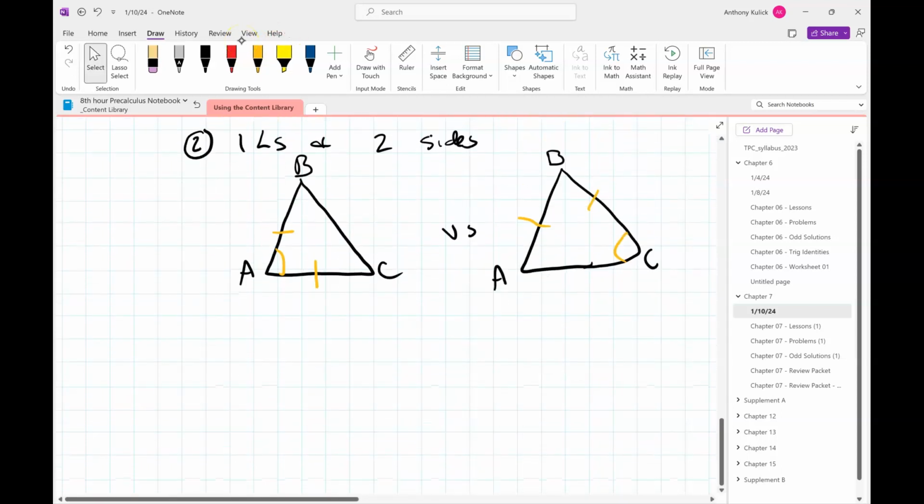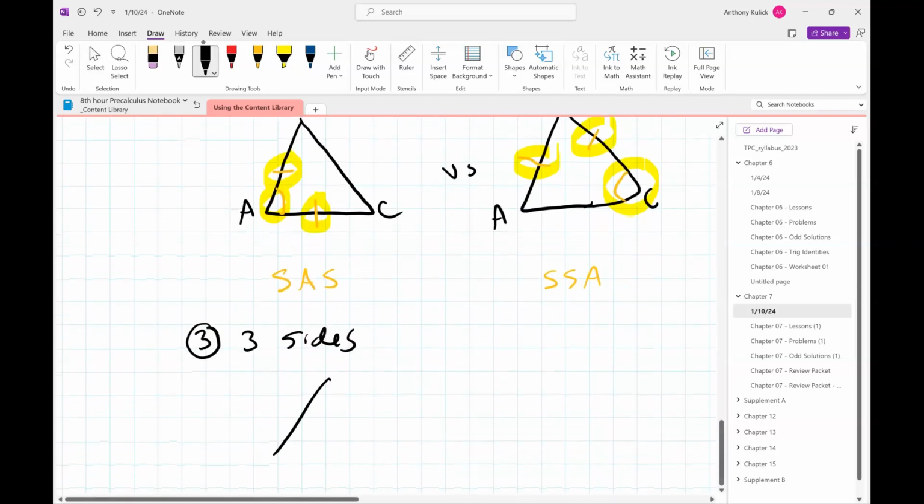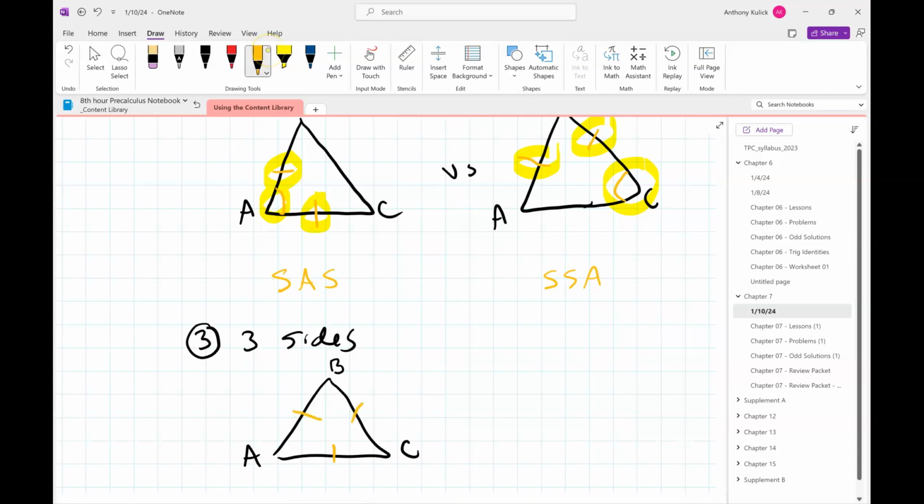So if I look at that triangle on the left, how do we name that one? Side, angle, side. Again, if we look at these in a row, we have the angle in between the 2 sides. And then this other one we'd call side, side, angle. Again, we have 2 sides, but the angle is not in between the 2 sides. The third situation is you could just be given 3 sides. And there's only one way to do that, right?